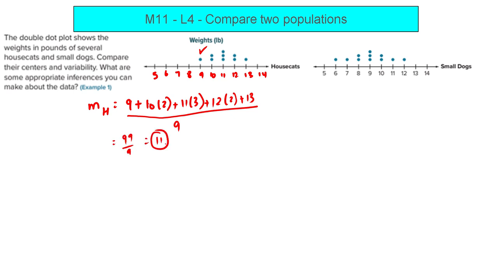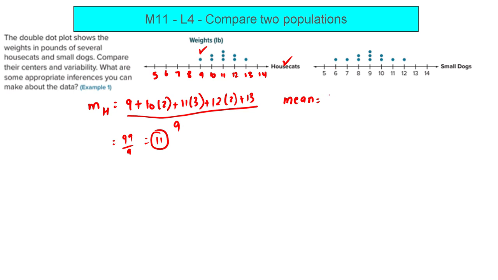What does it mean? The average weight of each house cat is around 11 pounds. So now we will find the mean of the small dogs also, and we will check which one is heavier, the house cats or the small dogs.